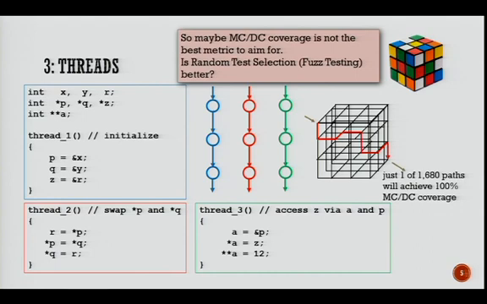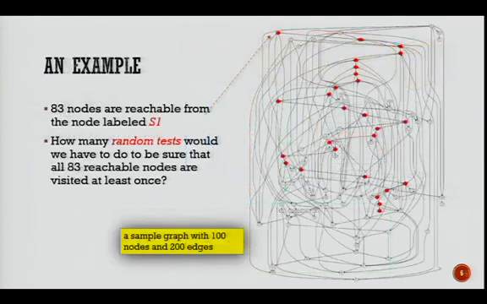So the question is then, many people propose randomizing testing so that you can at least get an unbiased sequence of tests. So we can look at that. So here I have a randomly generated graph of 100 nodes and 200 edges. Turns out from the node in the upper left, node S1, there are only 83 nodes actually reachable from that. Question is, how many random tests would you have to do to be certain, or to be reasonably comfortable, that you've visited all 83 possible states that are in this graph?